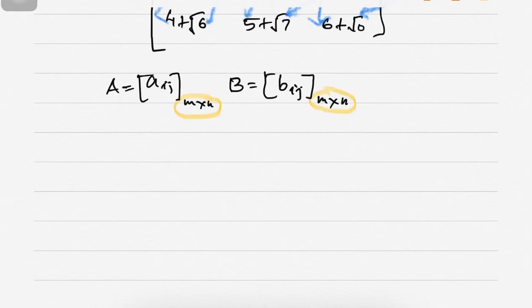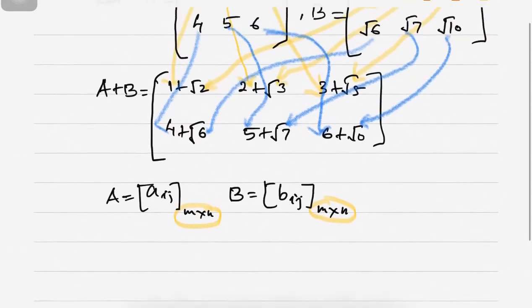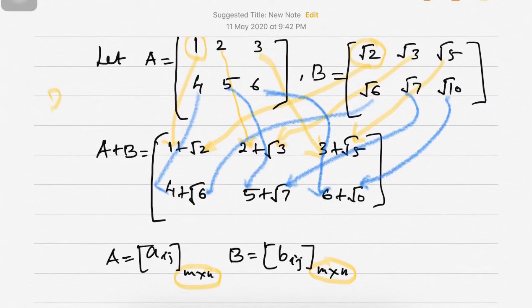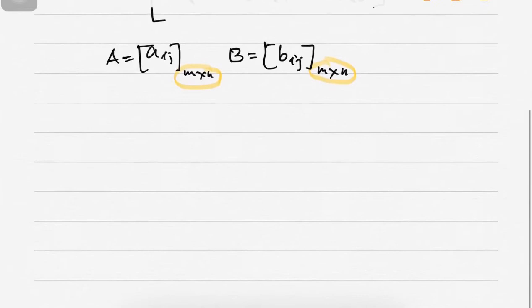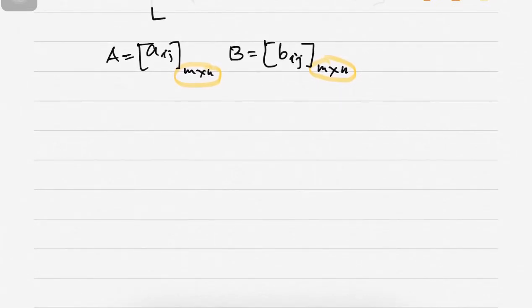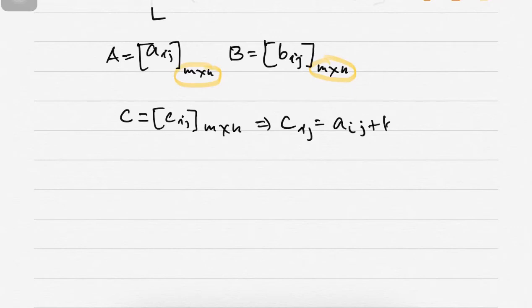Here the two matrices A and B have the same order m by n, or in our example both the matrices have 2 by 3 order, 2 rows 3 columns. So before adding two matrices you must have both matrices of the same order. If the matrix A is m by n matrix and matrix B is m by n matrix, C will also be an m by n matrix, and Cij will be given by Aij plus Bij, meaning we have to add the corresponding elements of the two matrices, that is A and B.